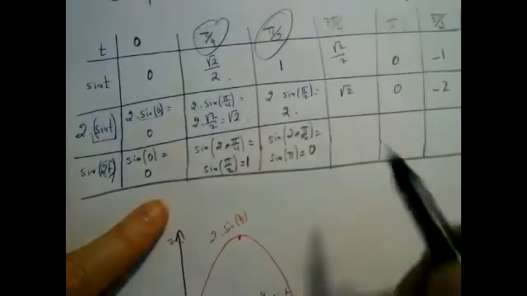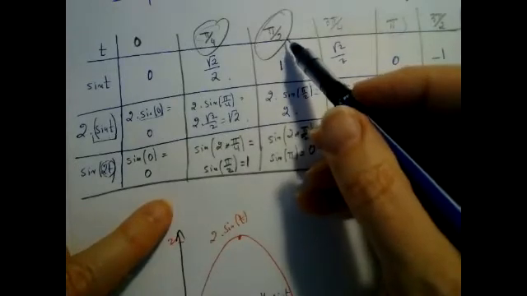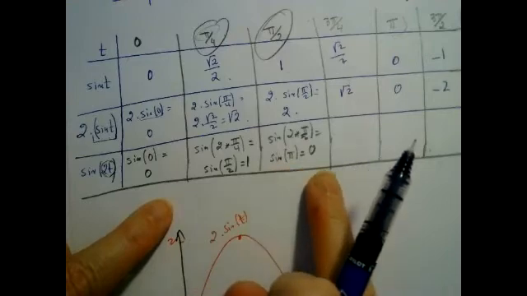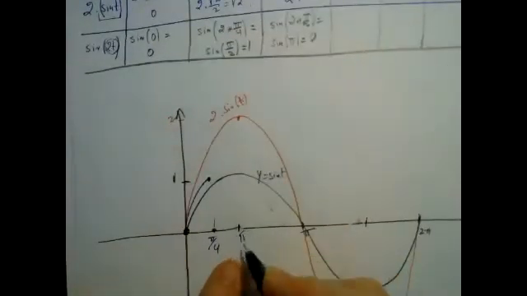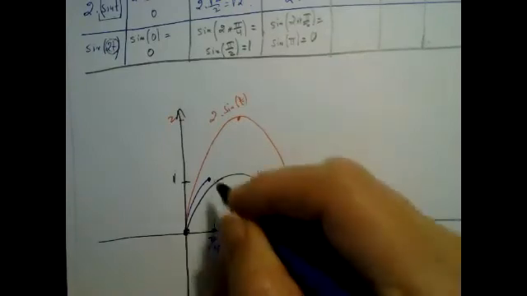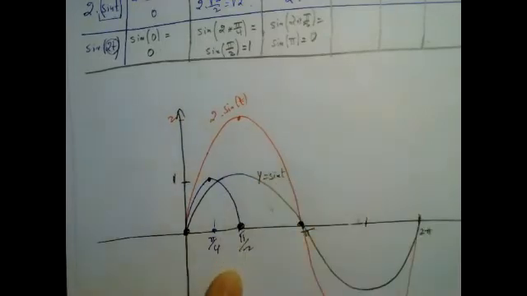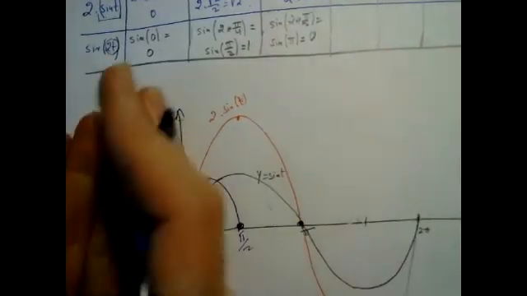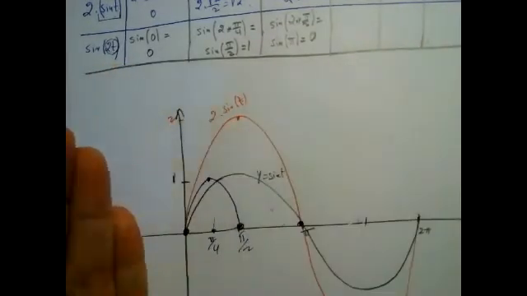Then what does it do? At pi over 2, it's taking the value of sine at pi. So at pi over 2, right here, whatever the sine takes at pi, it's going to take here. So it's going to bring it all the way down. The amplitude isn't changing. It's really the period. It's taking the sine and actually compressing it.